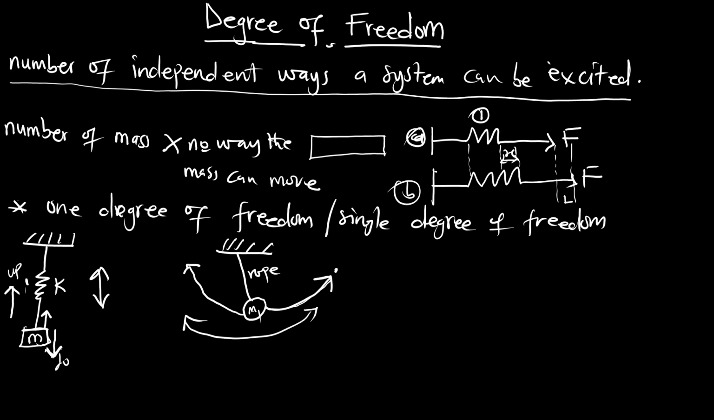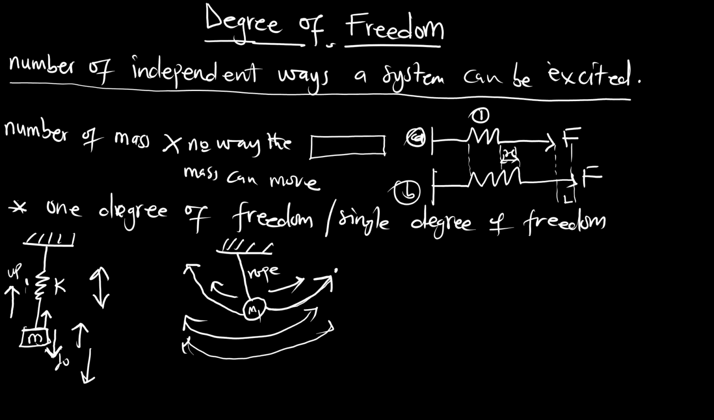It will also start swinging this way and backwards, right? So in both cases, you can see that the disturbance or the excitation happens in only one way, up here or here. For the spring, it is either you push it up or you pull it down. This is what we mean by a single degree of freedom.